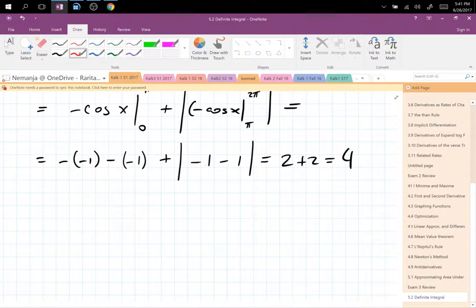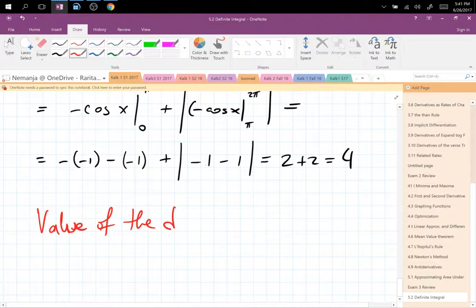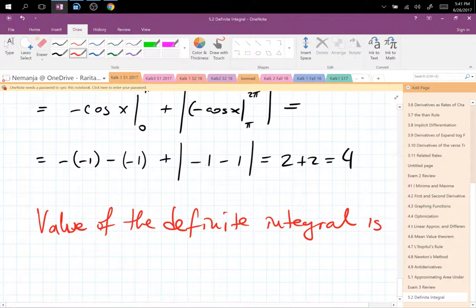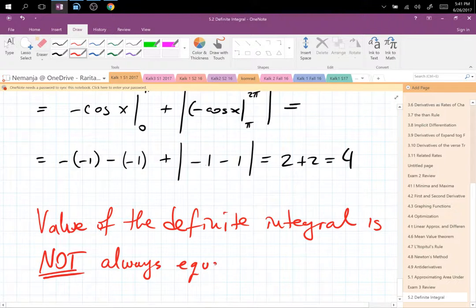So now I'm going to write here in blood that the value of the definite integral is not always equal to the area.